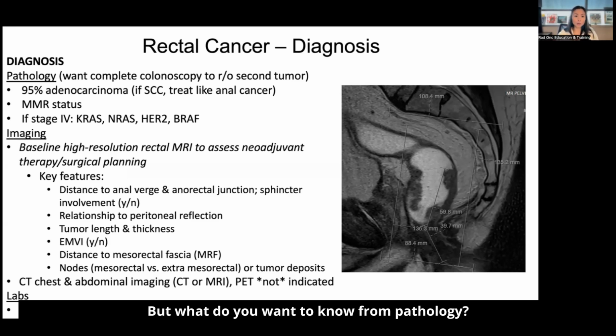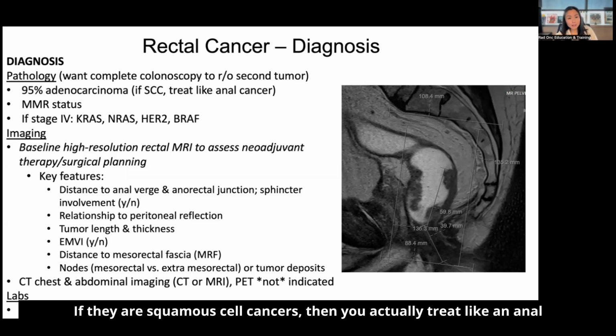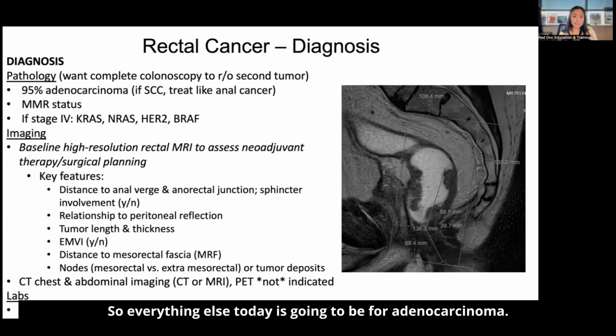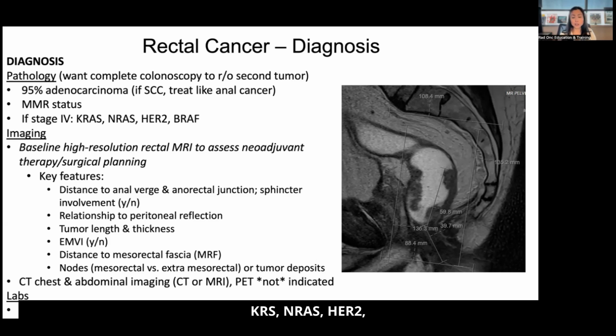But what do you want to know from pathology? You obviously want to know the histology. Most of these, 95% or so, are adenocarcinomas. If they are squamous cell cancers, then you actually treat like an anal cancer. So everything else today is going to be for adenocarcinoma. For all tumors, you want to know mismatch repair status. And then for stage 4 only, you want to get these additional markers, KRAS, NRAS, HER2, and BRAF to determine systemic therapy. That's from pathology.